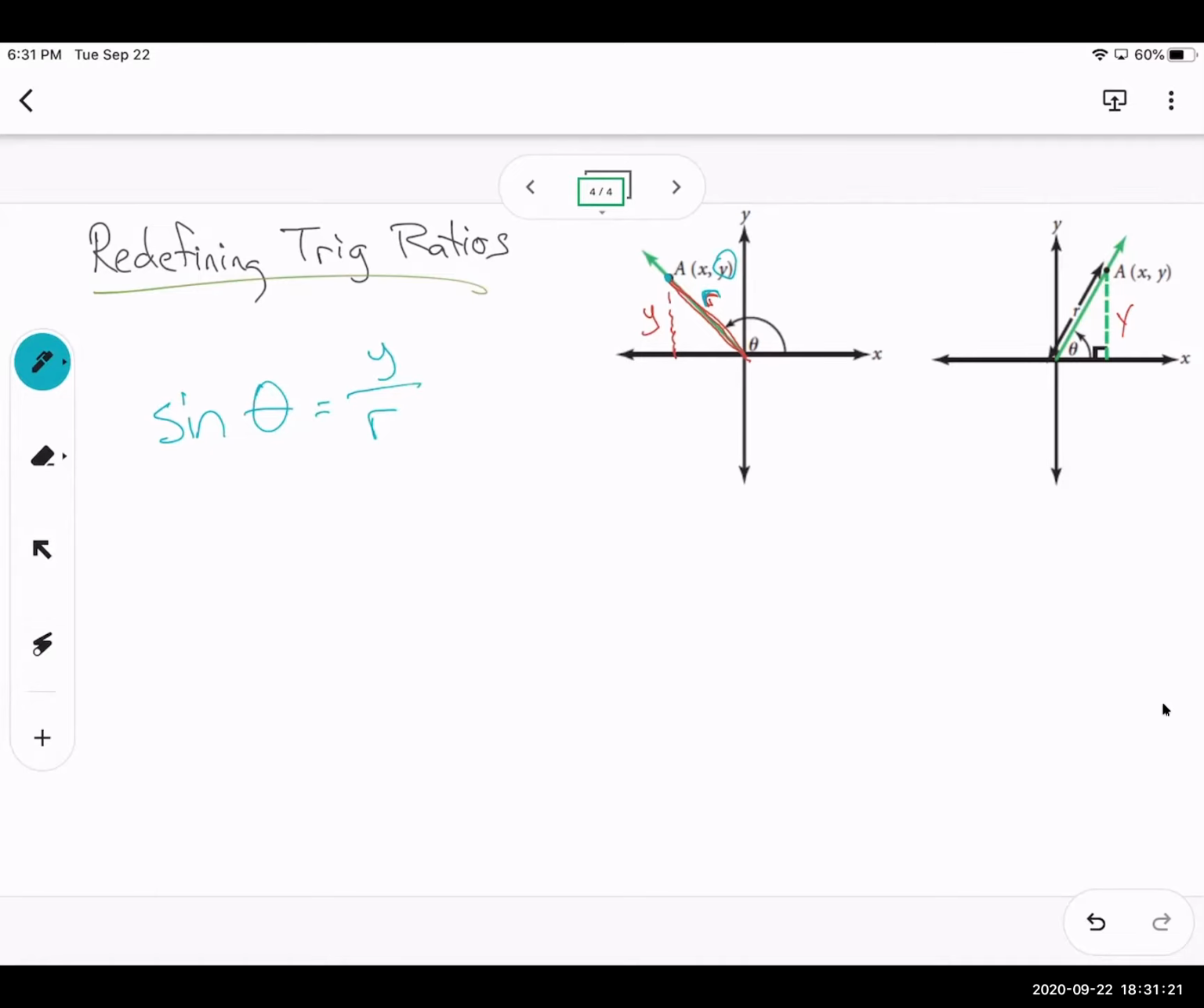So why don't we just define the sine of this angle of rotation to be the y coordinate over that radius? So in fact, I'm kind of done. We will redefine the trig functions to be based on the coordinates of a point that follows rotation, and its distance away from the origin.